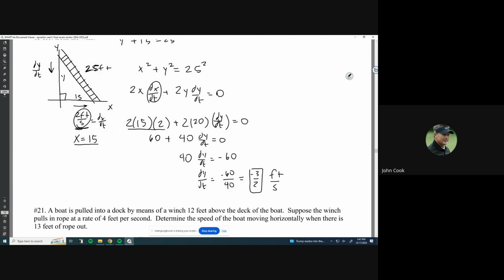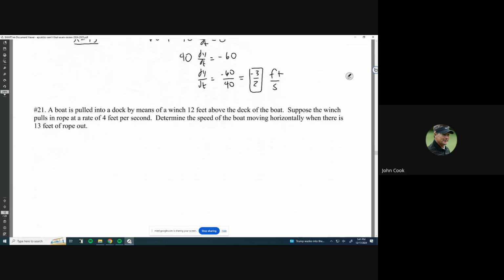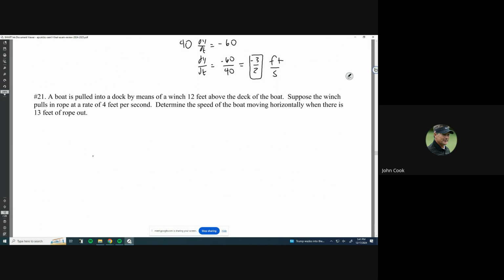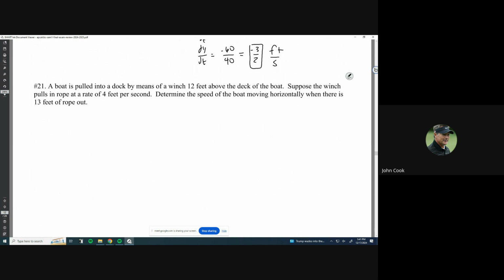But it's going to be multiple choice, so you'll be able to see that pretty quickly if there's a related rates problem like that. Number 21: a boat is pulled into a dock by means of a winch 12 feet above the deck of the boat. It kind of looks like this. Here's the dock, here's a winch, and it's pulling a rope that leads to a boat. Here's my boat, and here's the water.